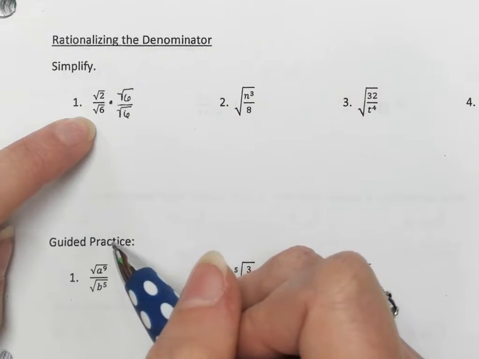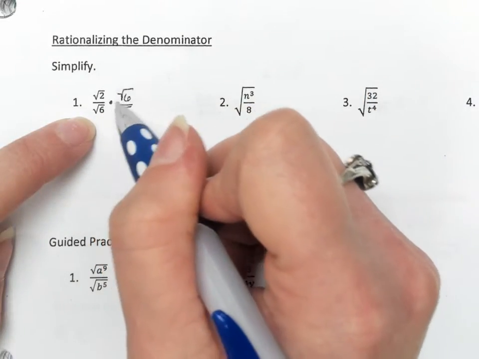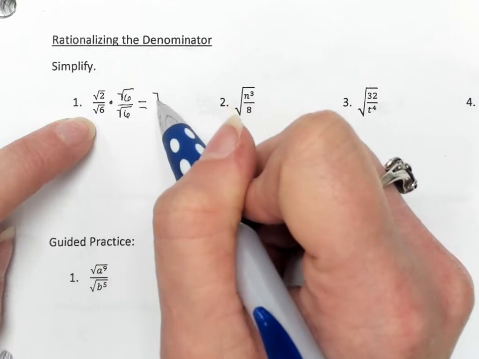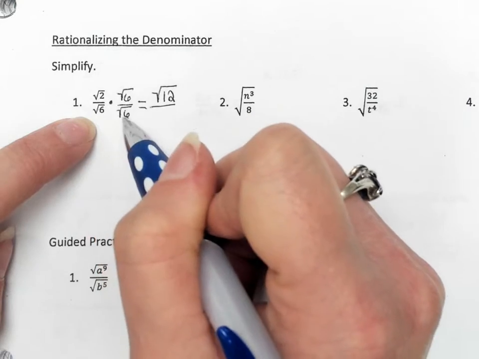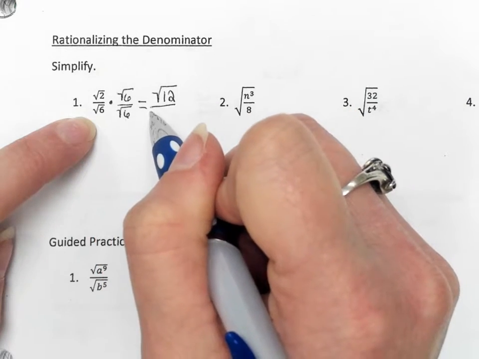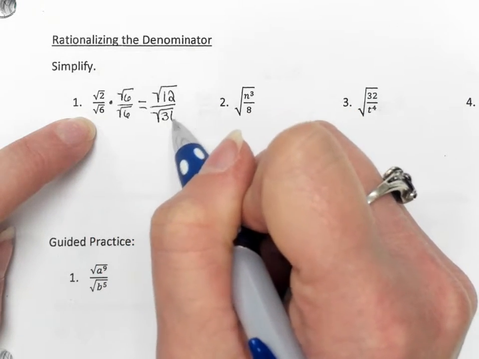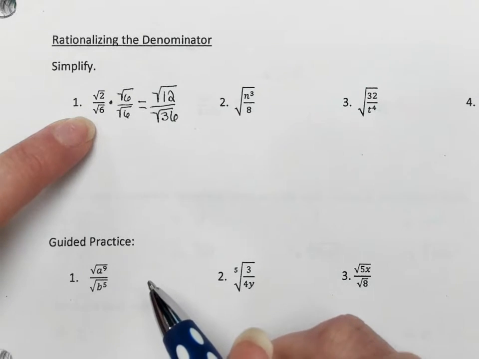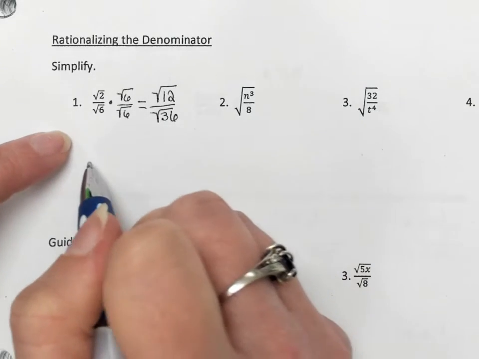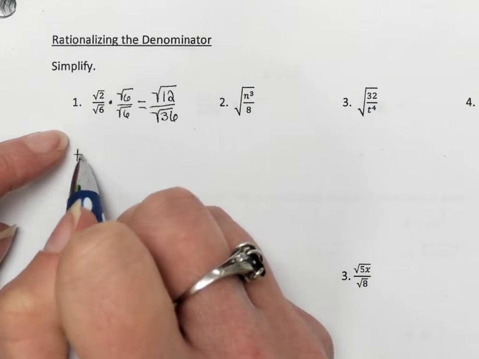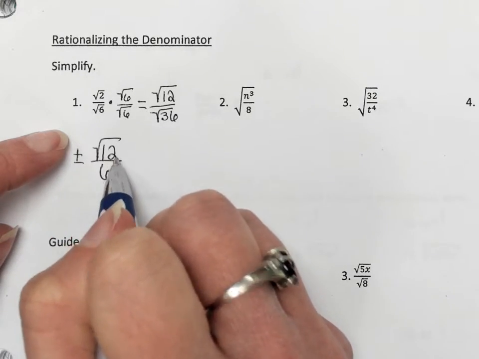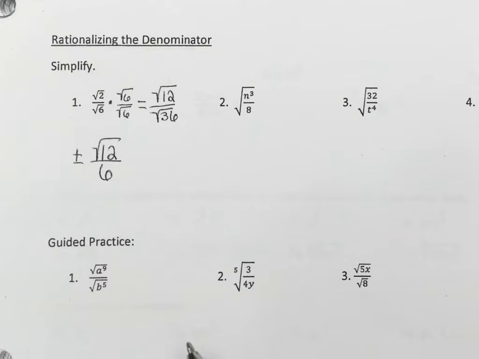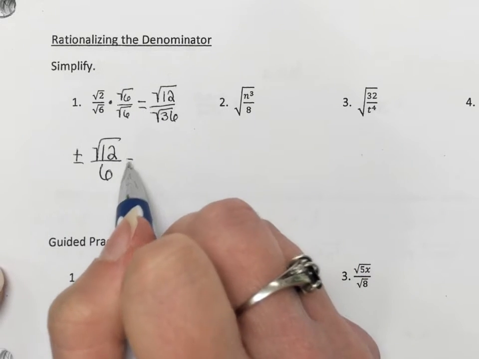And if they have the same square root, what's 2 times 6? Square root of 12. And what's 6 times 6? Square root of 36. And what's the square root of 36? Plus and minus 6. All right, what about the square root of 12? How, Scotty? 4 times 3. 4 times 3, perfect.